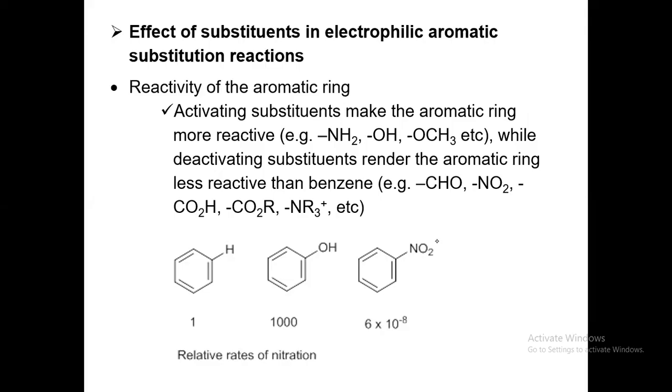The first point here is the reactivity of the aromatic ring. We have substituents that we call activating substituents. They make the aromatic ring more reactive. These examples are supposed to be kept. The first one is the amino functional group. Good. Then we have the OH, the hydroxyl group. Then we have the methoxy group. Good. Now these groups are the activating groups.